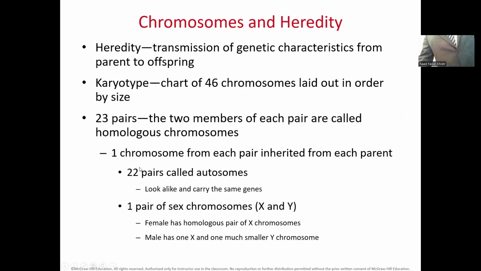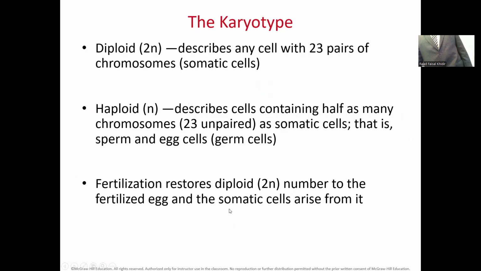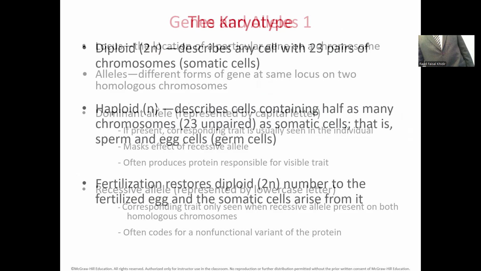So we said that there are 22 pairs, each one is 23. So that comes up to 46 chromosomes. But one pair of sex chromosomes, each is 23. So that's an X and a Y. So you know haploid means you have N, so that's half the number, and diploid is 2N, so that's 46. Diploid is 46 and haploid is N.